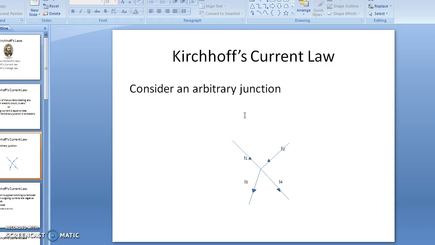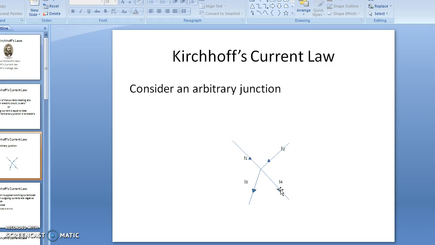To explain this, let us consider an arbitrary junction from an electric circuit. So we see that four currents I1, I2, I3 and I4 are meeting at the given junction. As we see, currents I1 and I2 are directed towards the junction, whereas currents I3 and I4 are directed away from the junction.